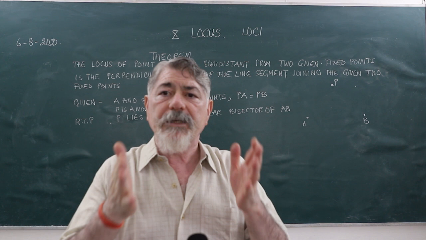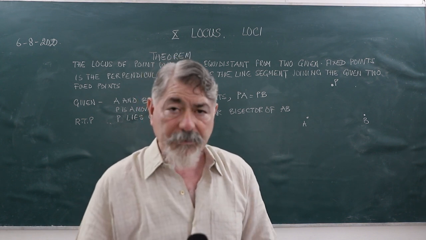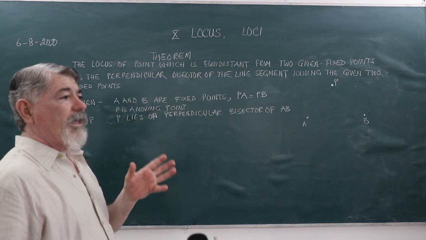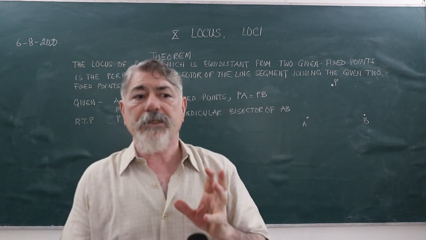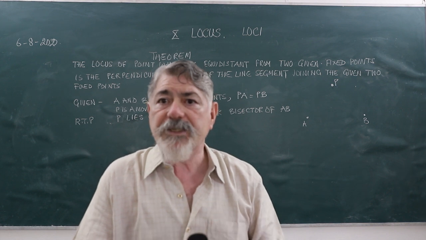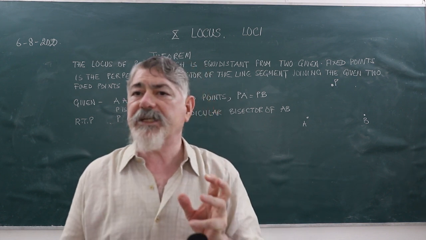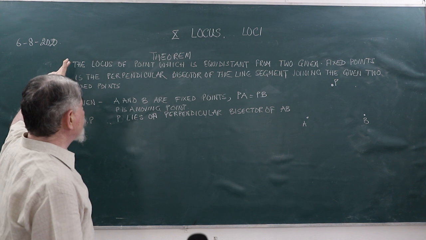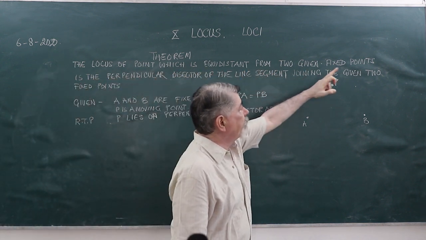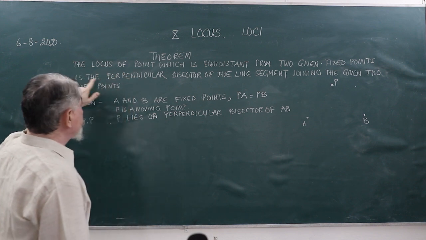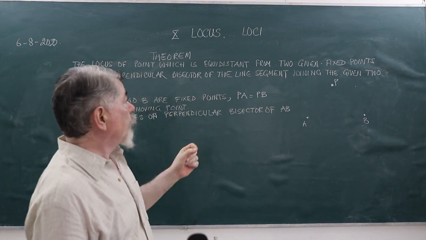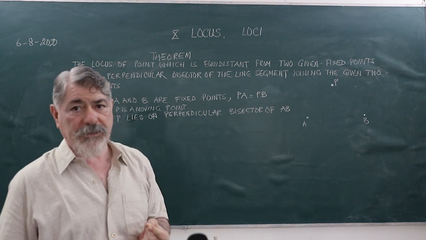We have to prove that P lies on the perpendicular bisector. What is given? A theorem has a particular method. A theorem has to be written in a particular format. The first thing is that he'll give you the statement, like we have given you the statement. The locus of a point which is equidistant from two given fixed points is the perpendicular bisector of the line segment joining the given two points.